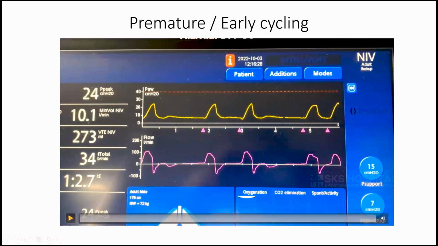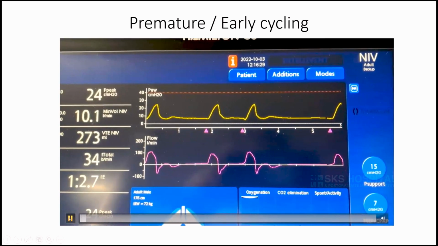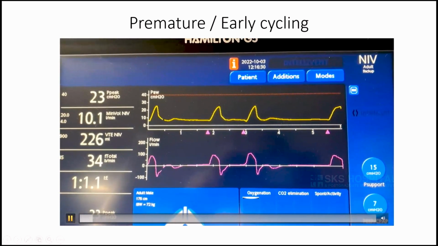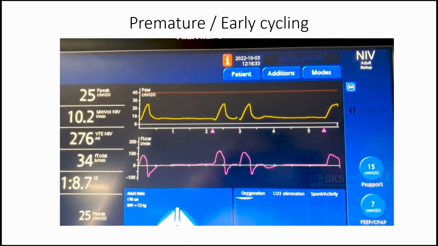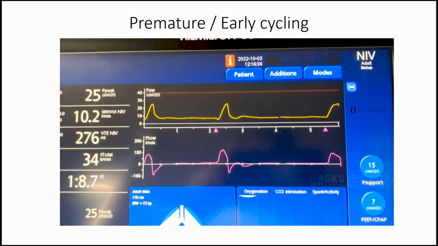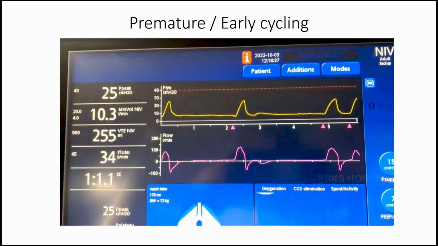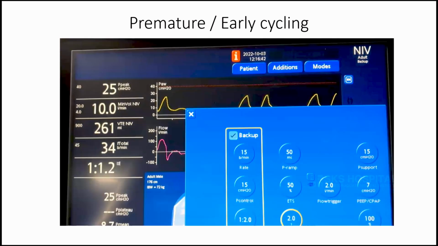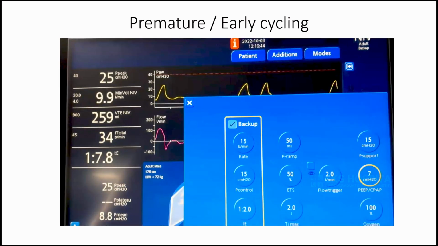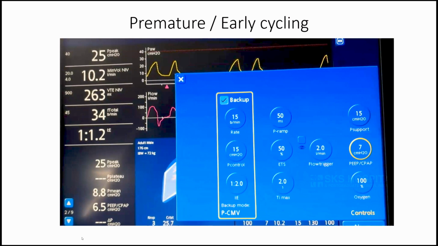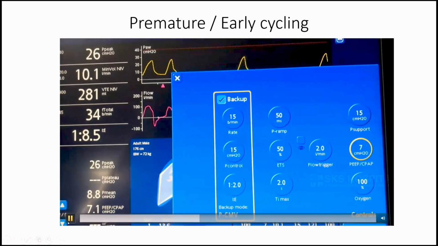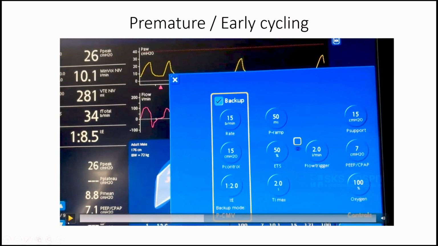Let's move on with this video. So now that we see there is an early cycling and failed triggering. So clearly the machine is not delivering what the patient needs, and there was no leak at that point. So what we did was go into the settings, and you can see the problem here is the expiratory trigger sensitivity was set at 50%. When you say 50%, then you're going to have a very short inspiratory time.